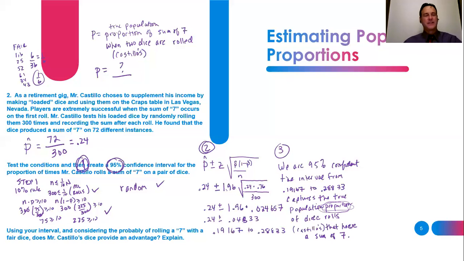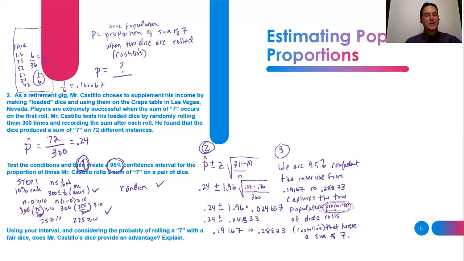Last thing says, using the interval and considering the probability of rolling a 7 with fair dice, does Mr. Castillo's dice provide an advantage? Well, we found out earlier that the probability for a fair dice, up in the top left-hand corner here, is 1/6, which is about 0.16666 forever. So are these good fake dice? The answer is yes, they are. These are dice that will provide a stronger advantage. They will roll 7s more than a typical dice.